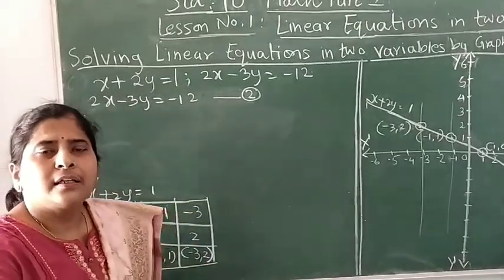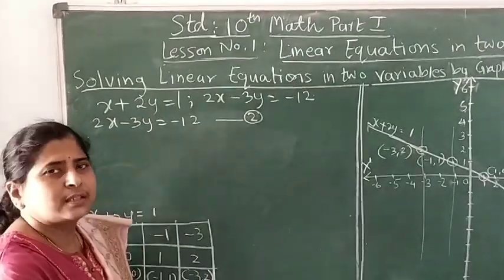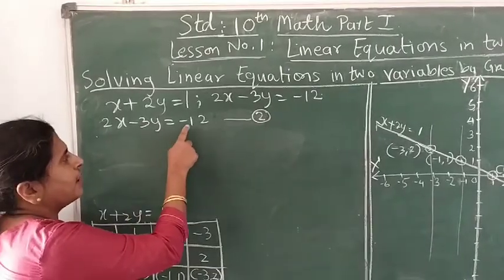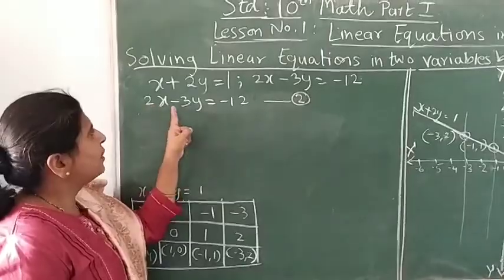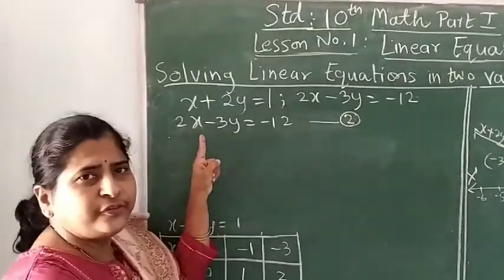Now let's get the graph of the second equation. The second equation is 2x minus 3y is equal to minus 12. Now here, if you observe the coefficients of x and y, they are 2 and minus 3. Here we don't have coefficient 1.